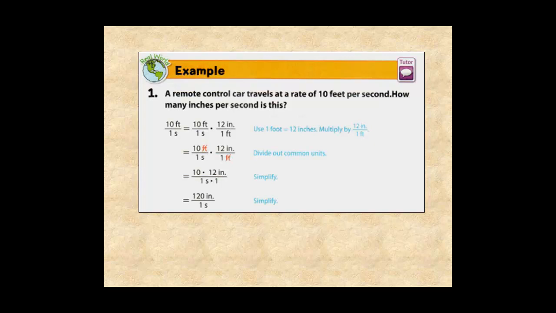In example 1, you have a unit rate 10 feet per second. In order to convert this to inches per second, you need a unit rate with feet in the denominator in order to cancel out feet in the numerator. So you multiply by the unit ratio 12 inches over 1 foot. Feet cancel out. Then you multiply, and you have 120 inches per second, which is equivalent to 10 feet per second.